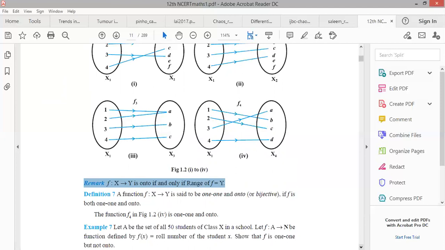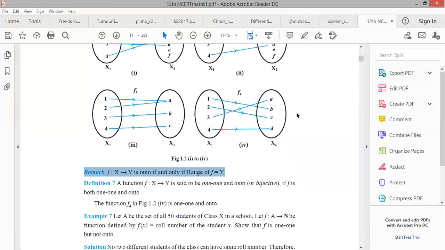So these were some illustrations for these types of functions. Hope you have got it. In the next lecture, we'll be continuing these exercises on functions.